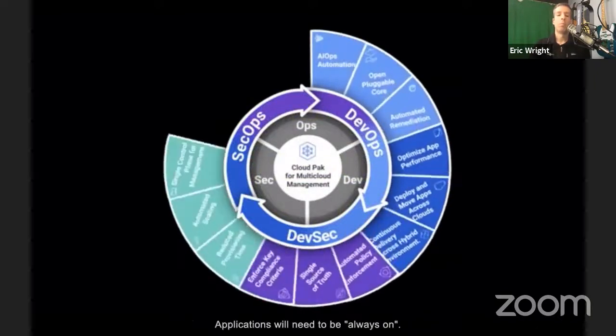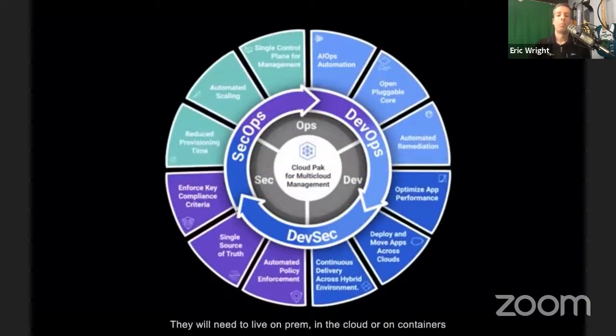Applications will need to be always on. They'll need to live on-prem, in the cloud, or in containers. In other words, be cloud native and able to thrive in a multi-cloud world. That's why IBM designed IBM Cloud Pak for multi-cloud management.